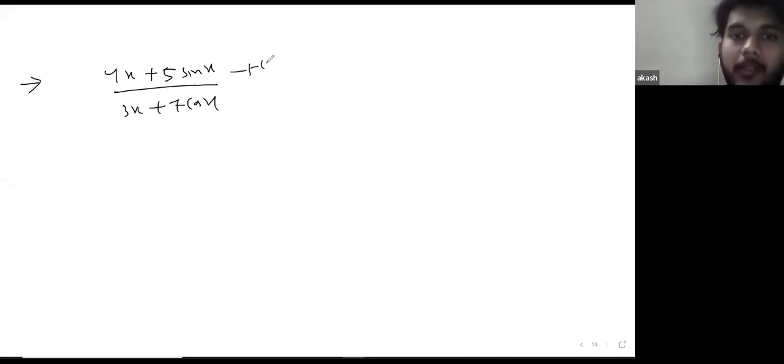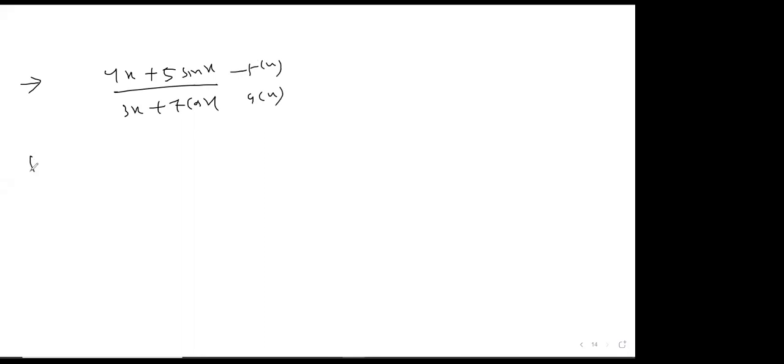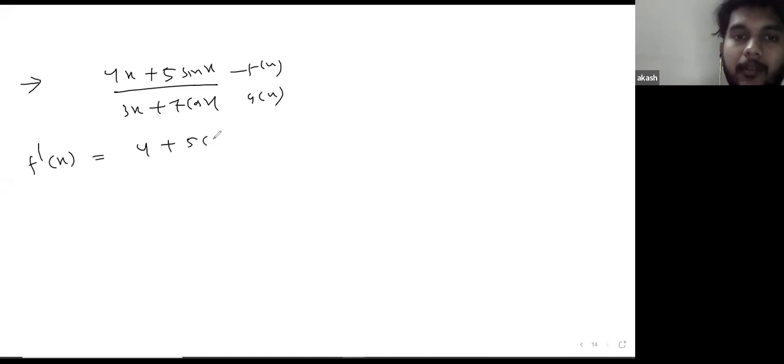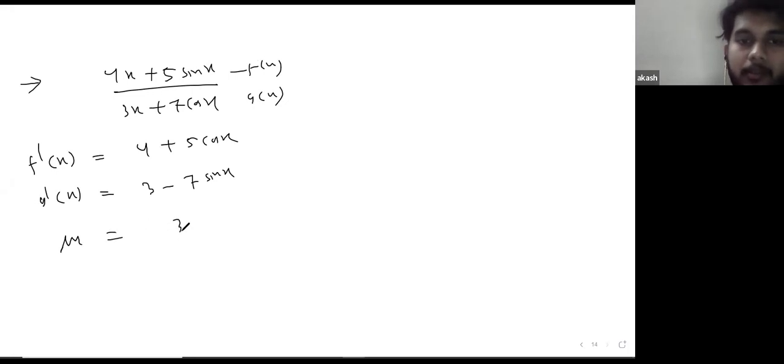So this is f of x, this is g of x. So let's find f dash x. That will be 4 plus 5 cos x. g dash x is 3 minus 7 sin x. Now the answer will be g of x, 3x plus 7 cos x, into 3 minus 7 sin x, minus f of x, 4x plus 5 sin x, into g dash x.